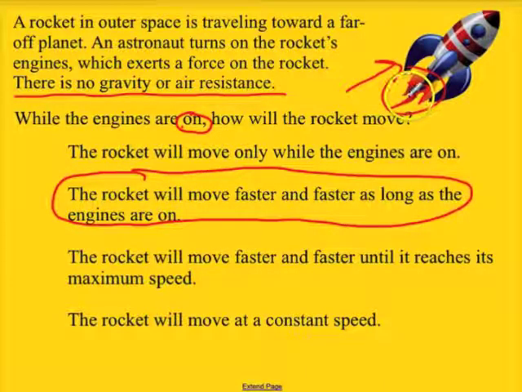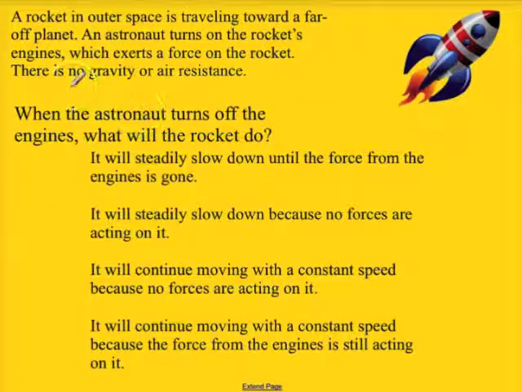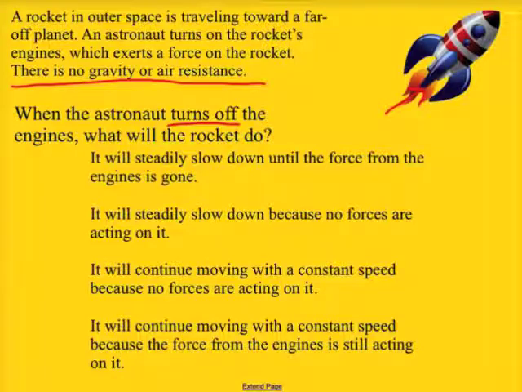Okay, so you notice how we went back and I looked at the diagram. Now you're not going to have the diagram, but you need to study the diagram and know what's going on. So let's look at another example of outer space. Again, same topic. There is no gravity or air resistance. When the astronaut turns off the engine, before we had this push here from the rocket engines. Now what happened? There is no push anymore. So when we look at that, it will steadily slow down.